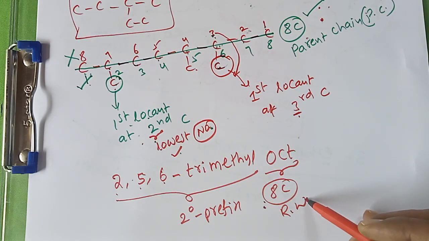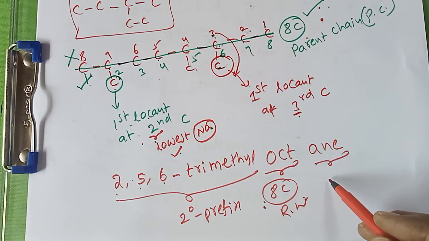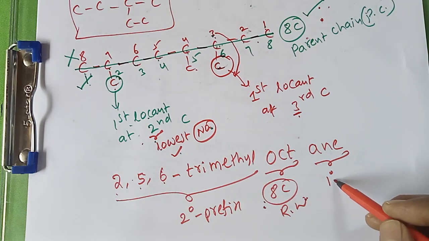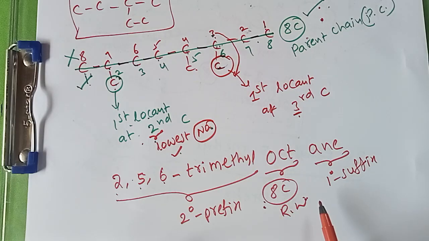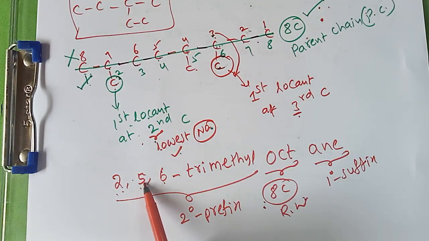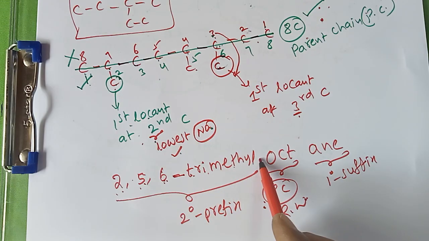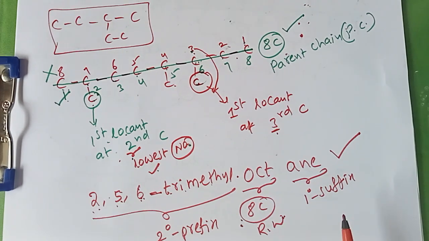RW means root word. Next, primary suffix is ane because it is single bonds only. All are single bonds. That's why ane is the primary suffix. So the total IUPAC name is 2, 5, 6 hyphen, because number and alphabet, hyphen trimethyl octane is the correct IUPAC name.